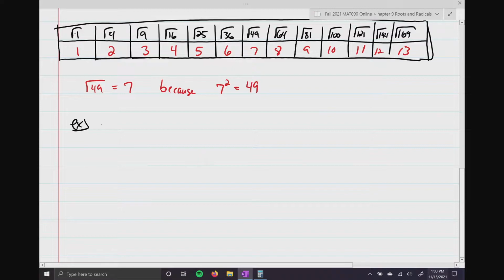Let's say the square root of 36. Well, the square root of 36 is in our table. It equals 6. Now, the next two examples are the ones we need to be careful of. So here's the first one.